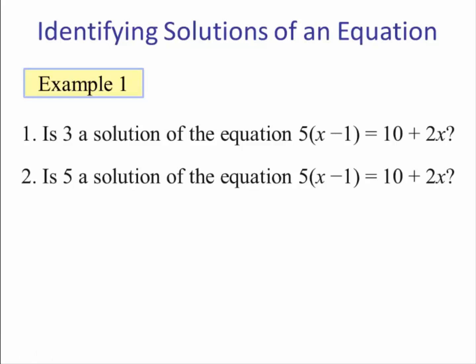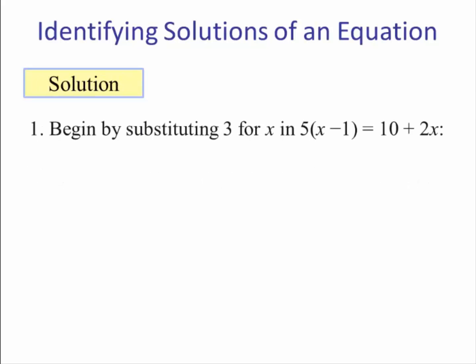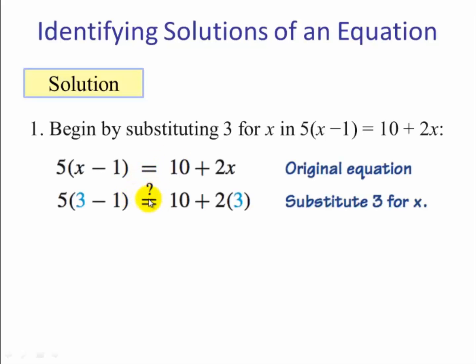Number 1, is 3 a solution to the equation 5 times the quantity x minus 1 equals 10 plus 2x? Number 2, is 5 a solution to this equation? Let's begin with number 1. We substitute 3 in for x into the equation. We have a question mark here because we want to see, does the left hand side equal the right hand side? Following the order of operation for the left hand side, we're going to subtract first, then multiply. For the right hand side, we're going to multiply first, then add.